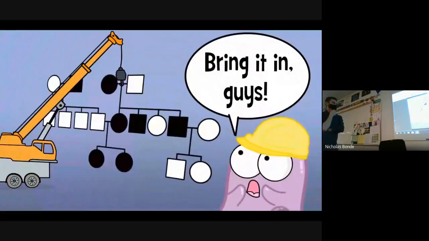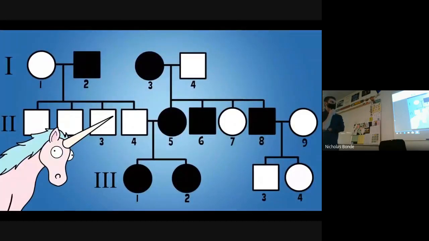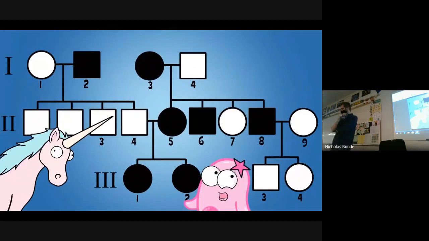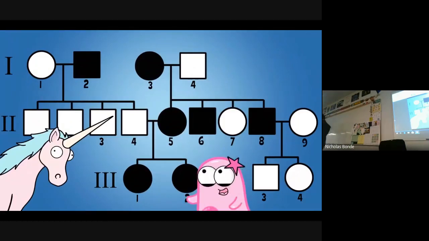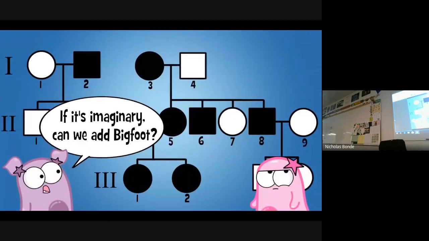Now, that's just one tiny pedigree. Let's look at a big family reunion. Well, an imaginary one, because I have to confess I don't really know whether our relatives have free or attached earlobes. I thought about sending a survey to them, but it just felt a little awkward. So here we go. Big, giant, imaginary family of relatives.